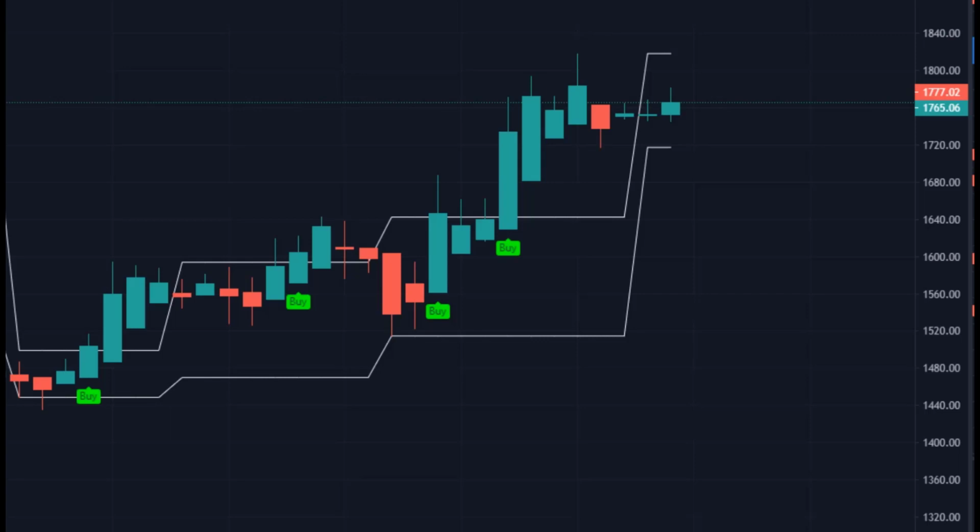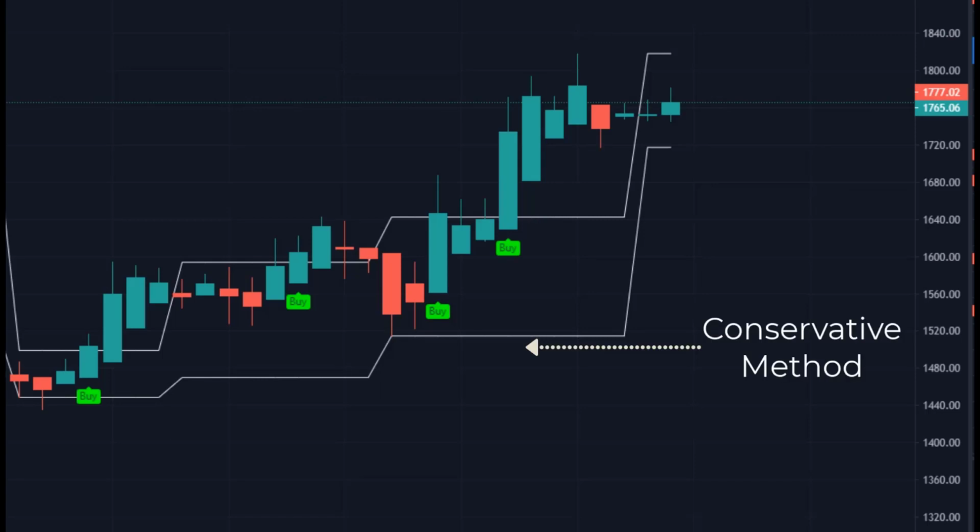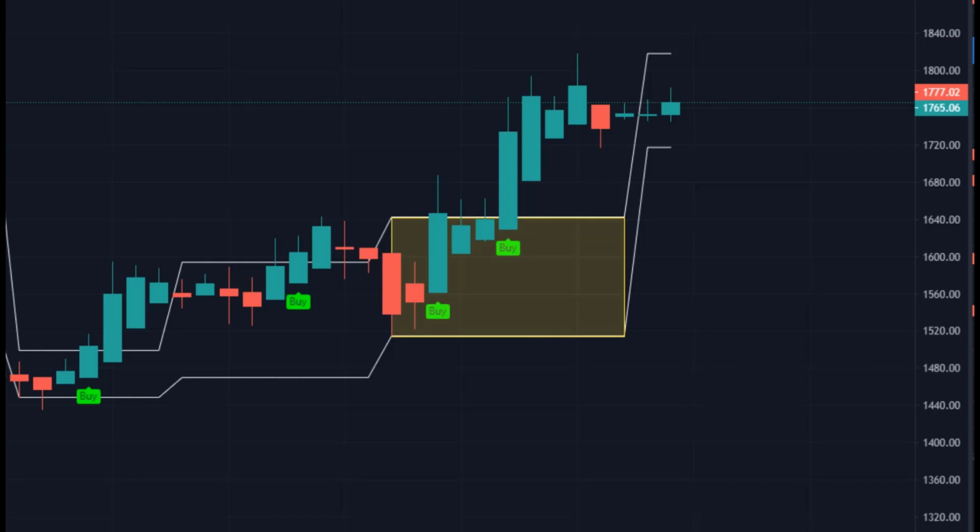So the aggressive method is just below the top of the box, and the conservative method is just below the low of that initial box. I've highlighted the box there to make it more obvious which one we're talking about, but really it is that simple a trade management process for setting the stops.